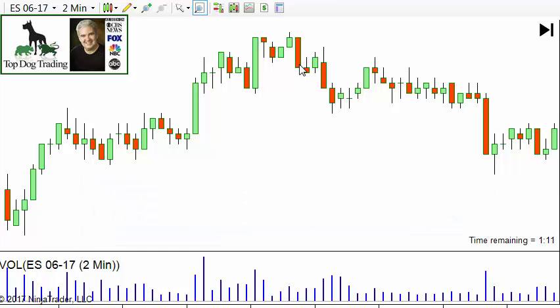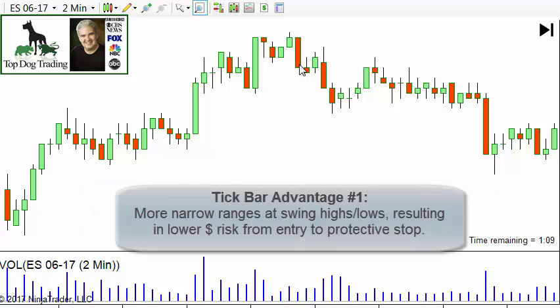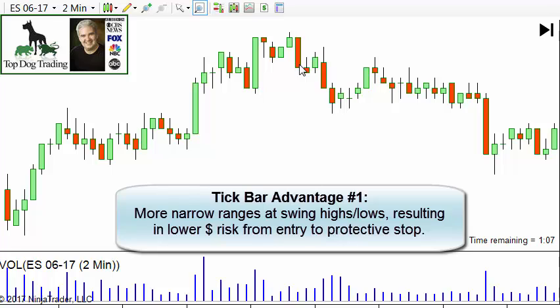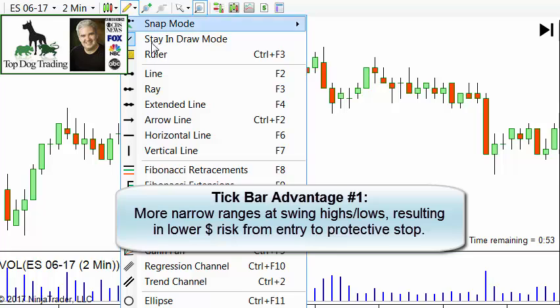All right, so the advantages of tick charts. One of them is that you generally get a more narrow range at swing highs and swing lows. And the benefit of that is that you typically have a smaller risk on your trades. You're risking less money. And that's a huge advantage, and that's one of the primary reasons that I use them. So let me demonstrate this to you to show you exactly what I mean.